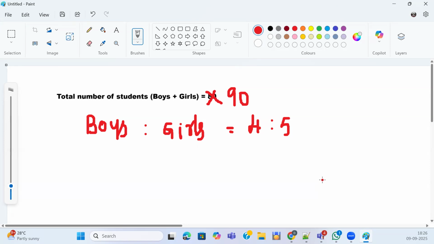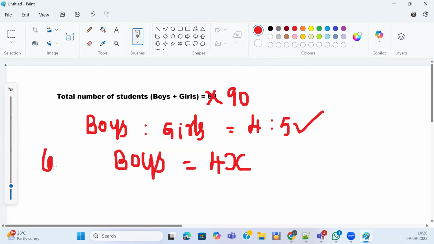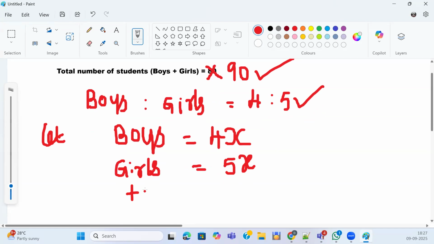Whenever the ratio is given, what can I assume? To find the original number, we use x. What is boys equal to? 4x. Let boys equal 4x. What about girls? Girls equal 5x. Now, what is given here? If I add boys plus girls, total means what? Boys plus girls. Total is equal to 90.